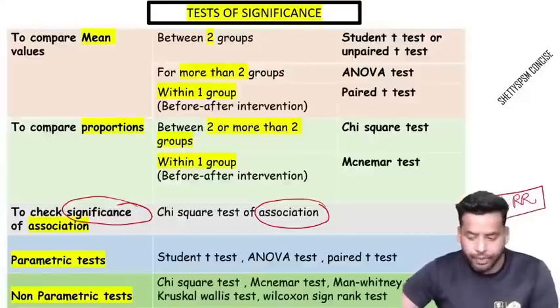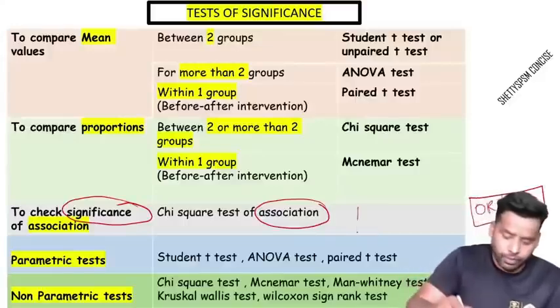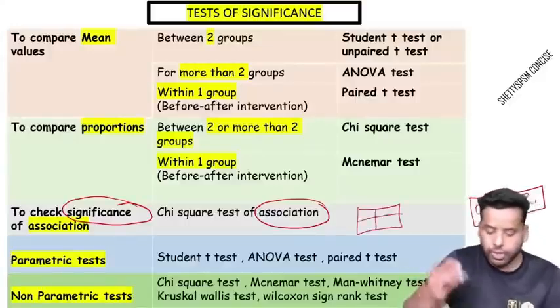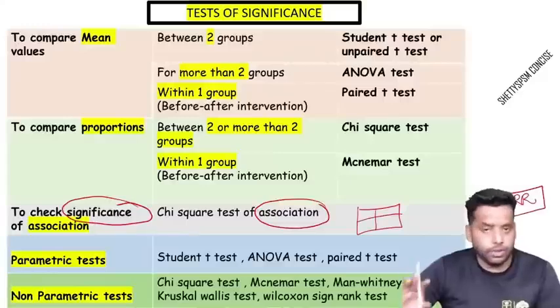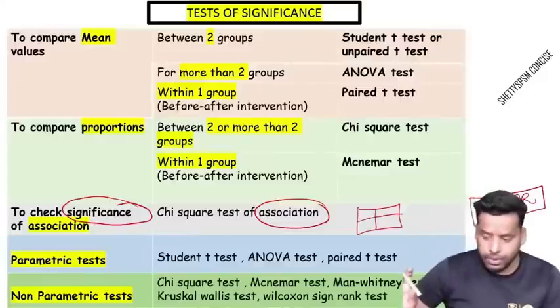Chi-square test. Always they'll ask this question. They'll give a 2x2 table for you. Then they'll ask what test is used to check the significance of association.